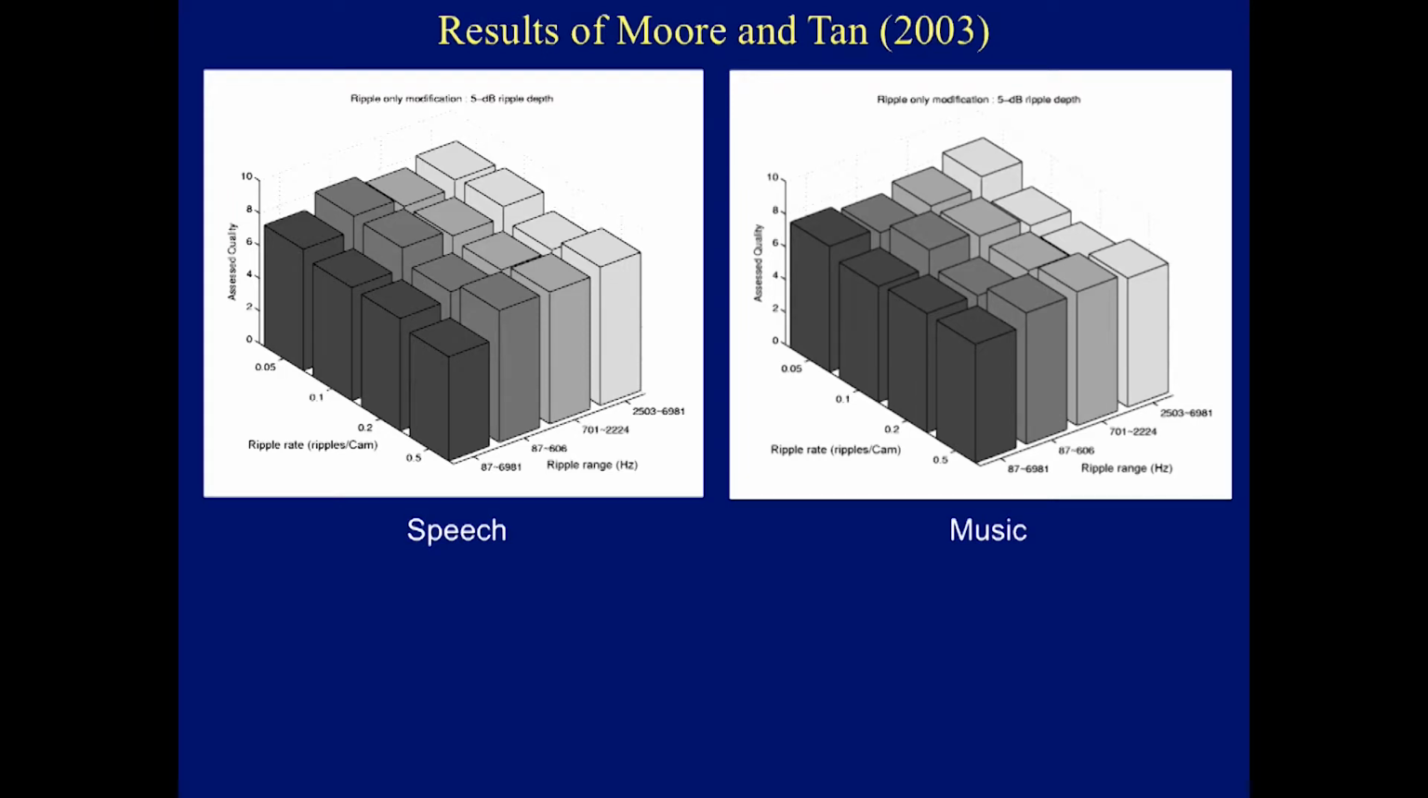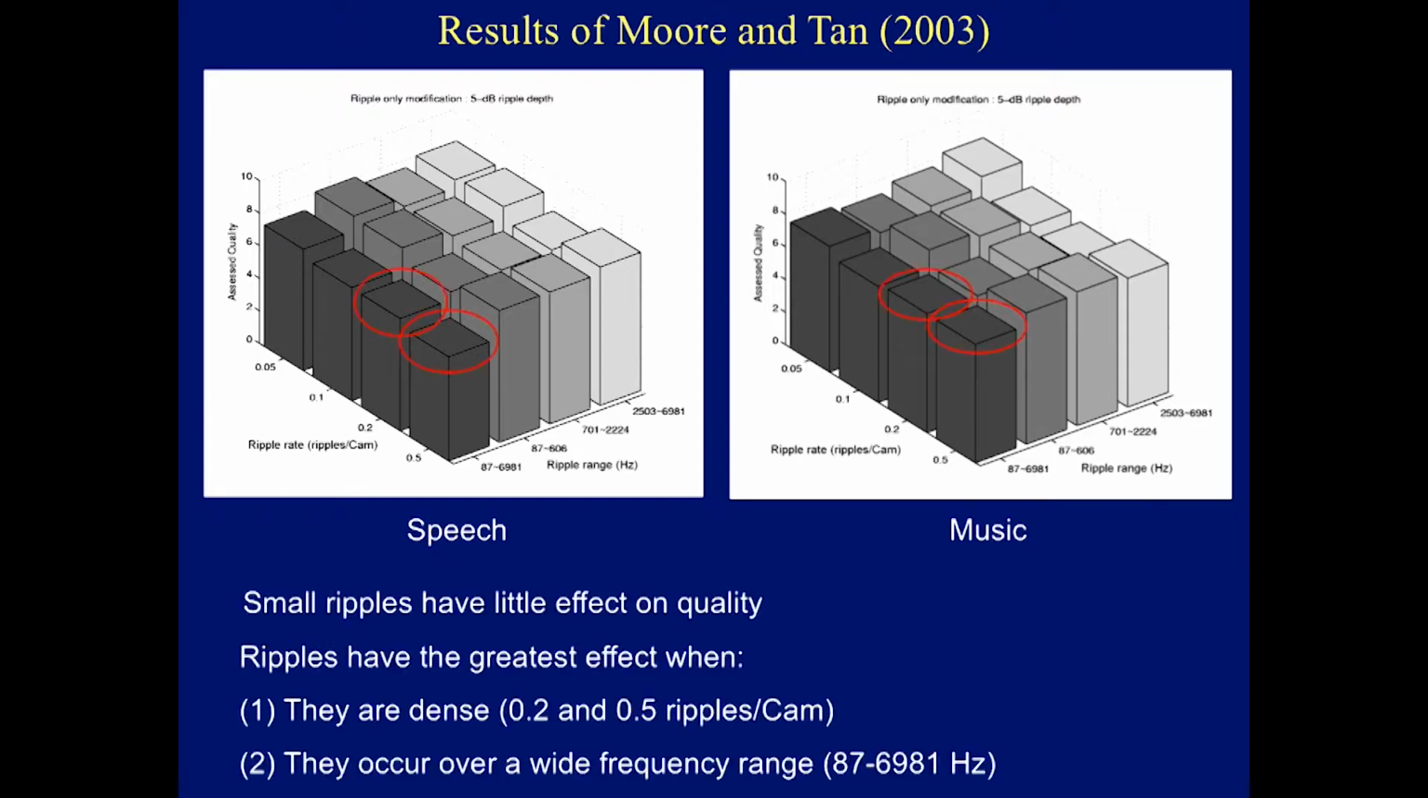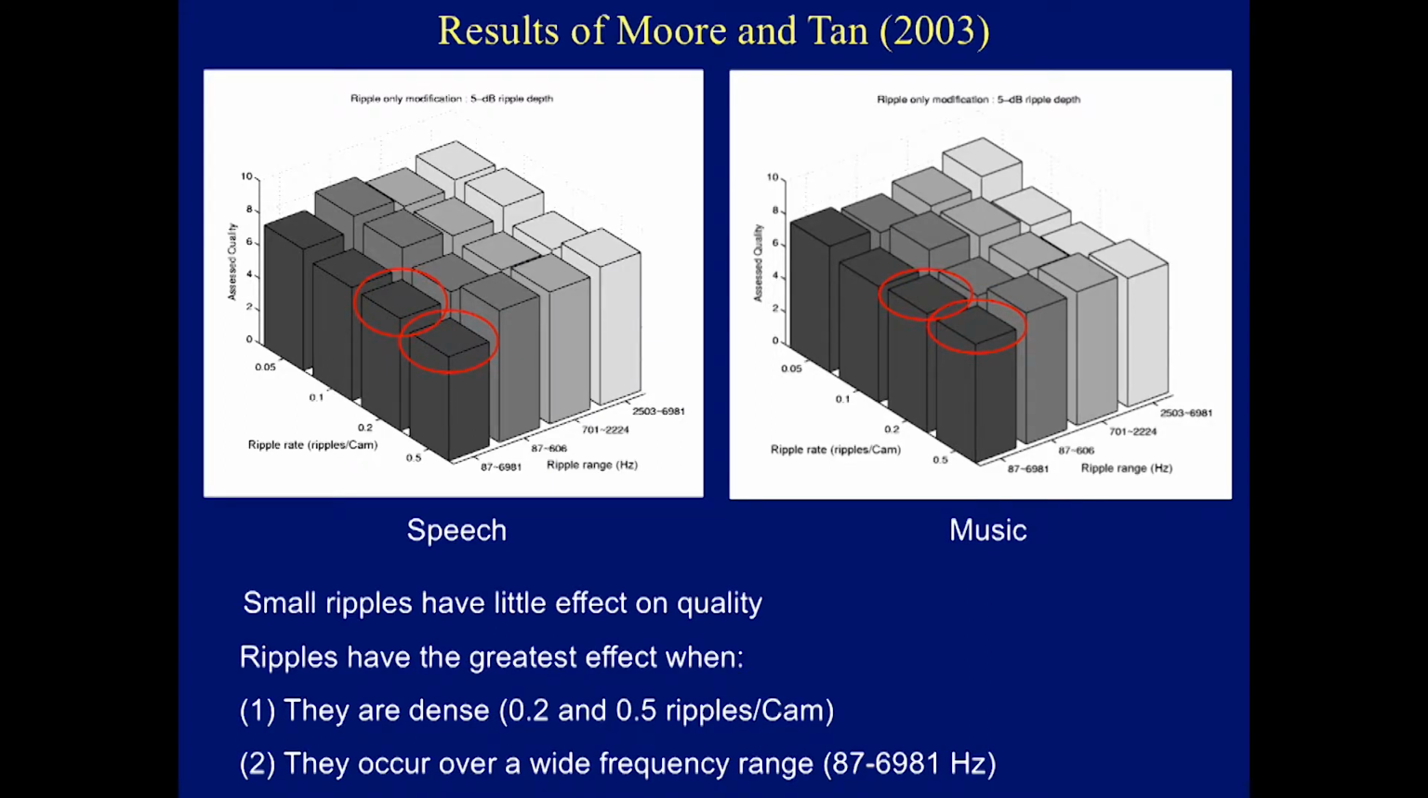So this shows examples of the results that we got for small amounts of spectral ripple. This is a 5 dB ripple depth, typical of what you might get in a good quality loudspeaker. If you've got a loudspeaker with a response that's described as plus or minus 3 dB, you think that's a pretty good loudspeaker. So this is typical of what you might get there. And on the whole, these ripples don't have much effect on sound quality, but there are effects, and the effects are biggest when you have rather rapid ripples or dense ripples. So for these rates of 0.2 ripples per cam and 0.5 ripples per cam, that's where we get the lowest ratings. And especially when the ripples occur over a wide frequency range, here from 87 hertz to about 7,000, and you get a smaller effect if the ripples only occur over a limited frequency range.